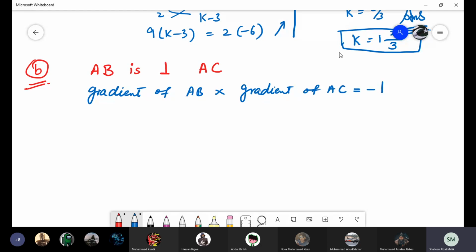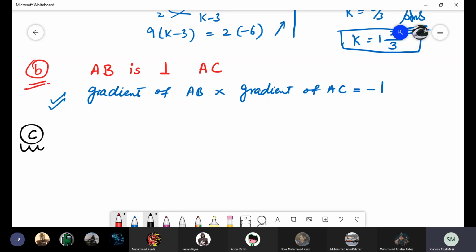So can you do this one by yourself? Yes, boys, can you do it by yourself? Because it's a simple question and its answer is also really simple, it's better to do it by yourself. And I am just solving the C part.